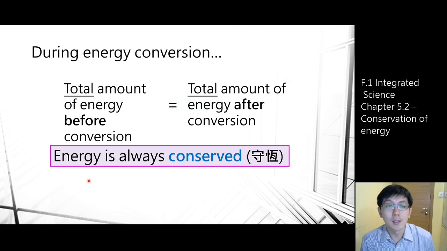Actually, scientists found that for any energy conversion, the total amount of energy before the conversion will be equal to the total amount of energy after the energy conversion. They found that the amounts before and after this conversion are the same. So we call that energy is conserved. 能量守恒. Energy is always conserved.